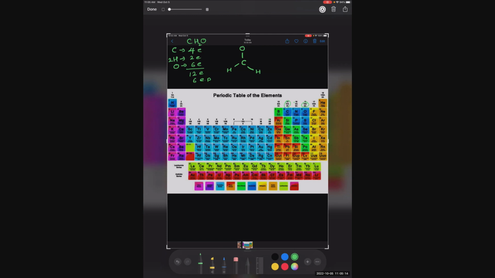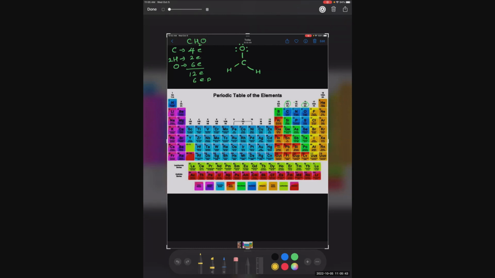Okay, so we have 3 electron pairs already in these 3 bonds. And then here's my 4th, 5th, and 6th electron pair. And once we do that, we see that we have an octet of electrons around oxygen, but around carbon, we only have 3 electron pairs. 3 bonds means 3 electron pairs, meaning only 6 electrons.